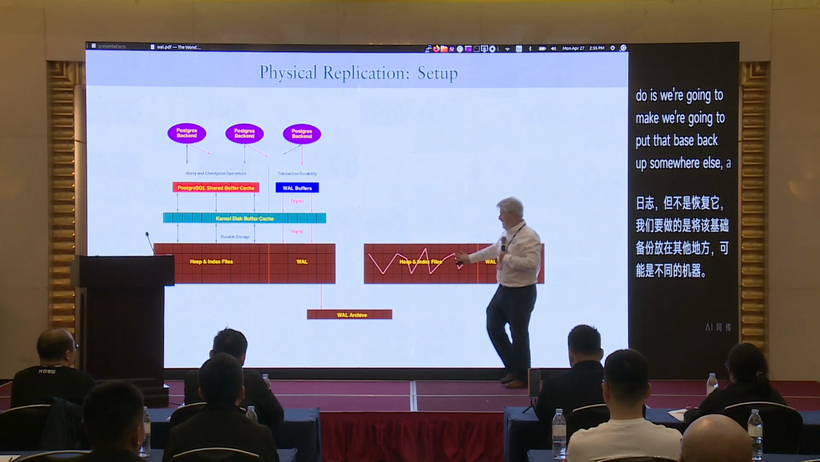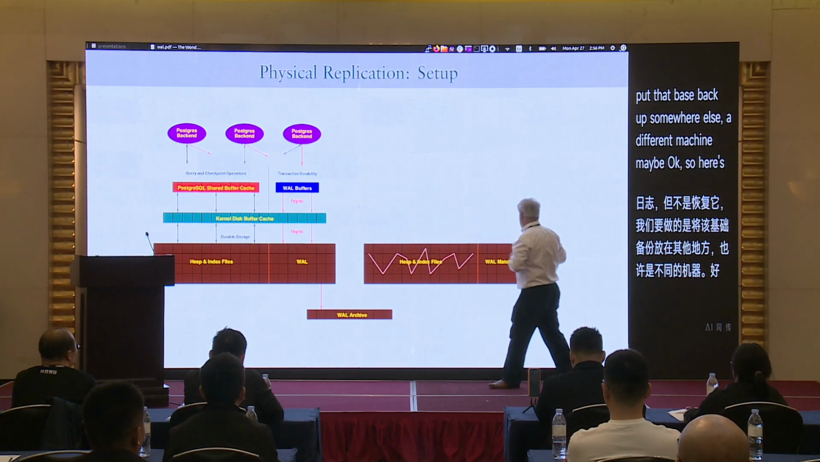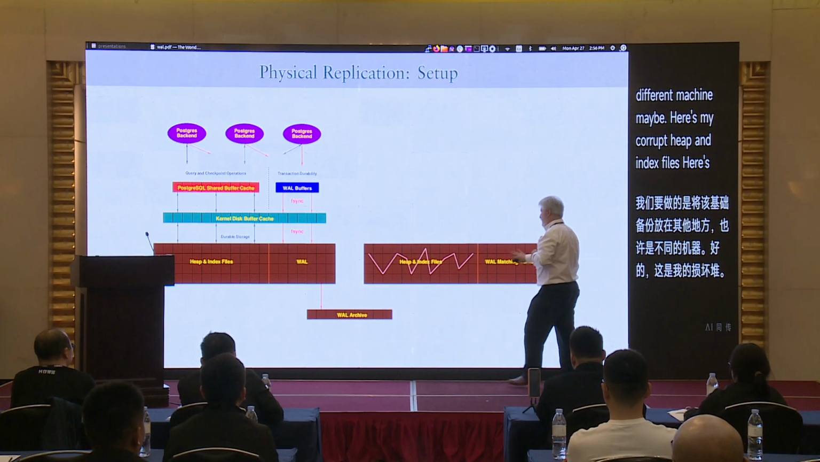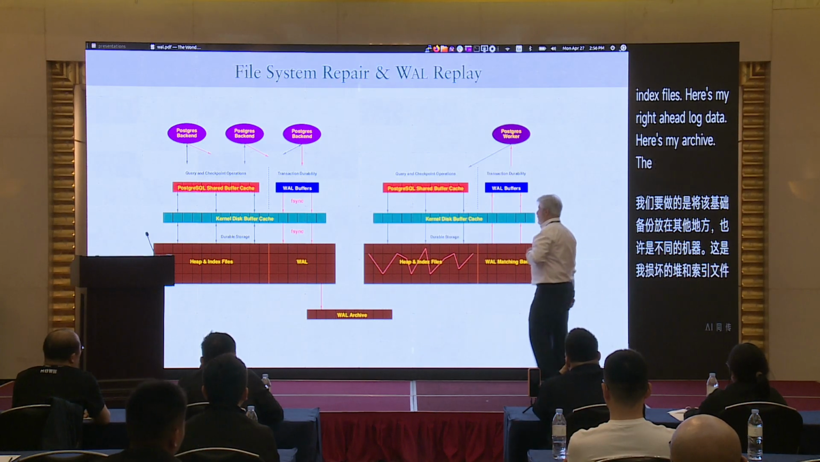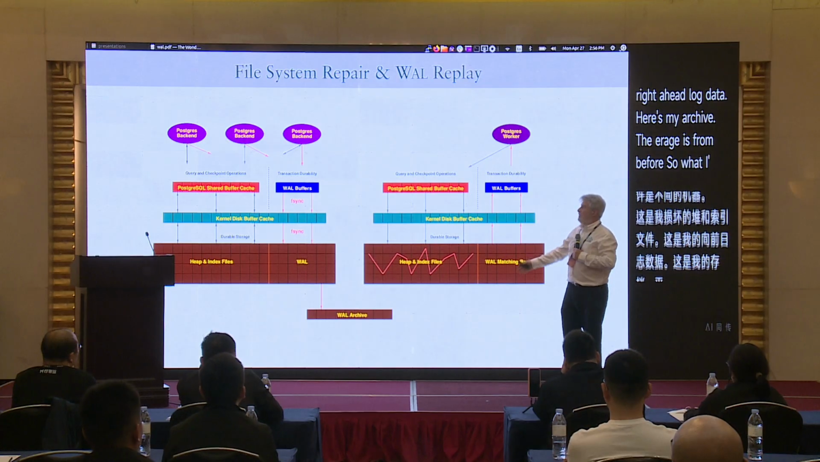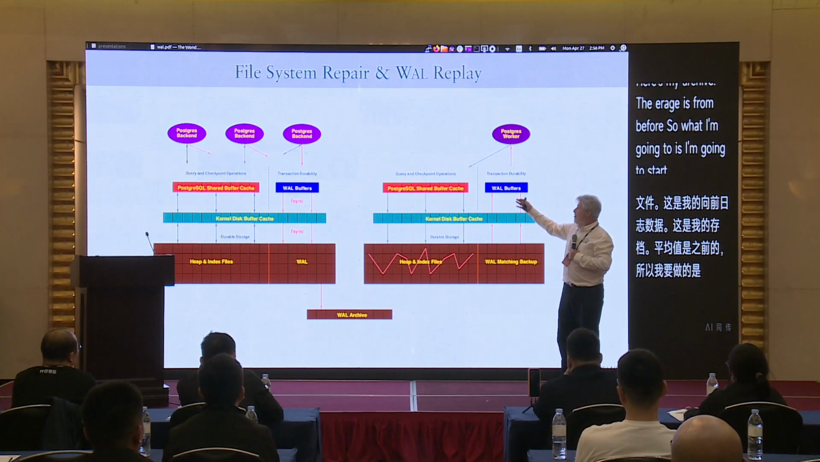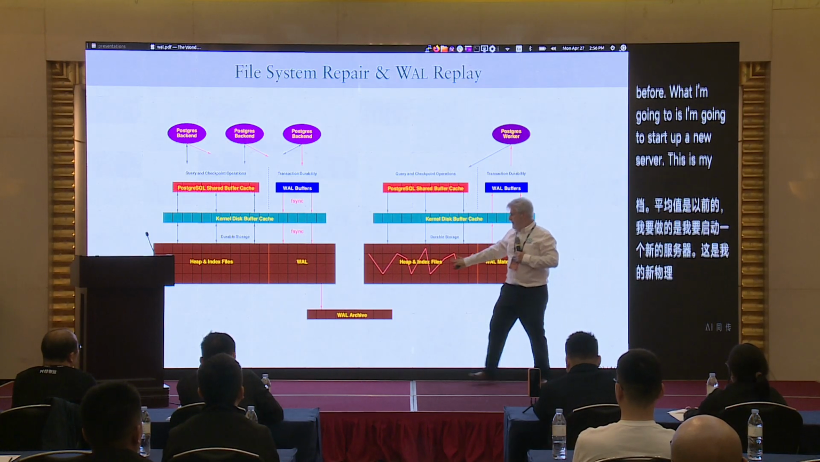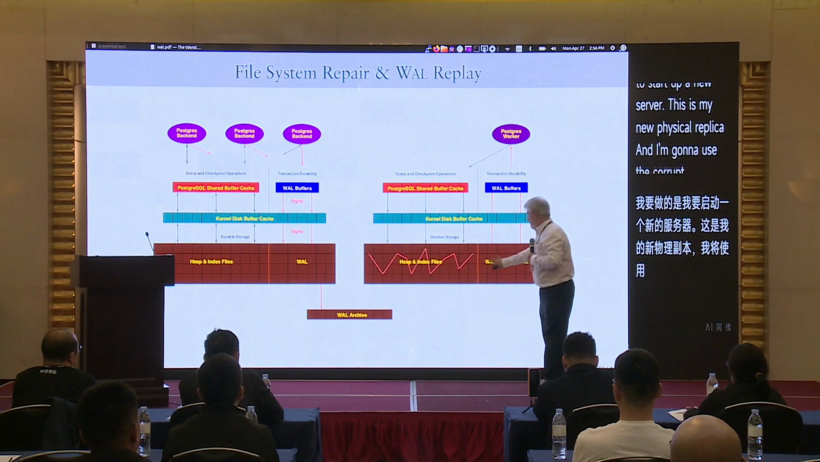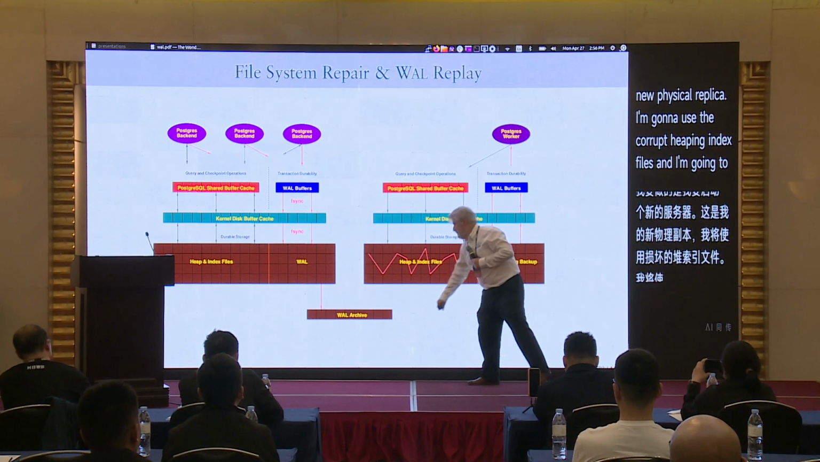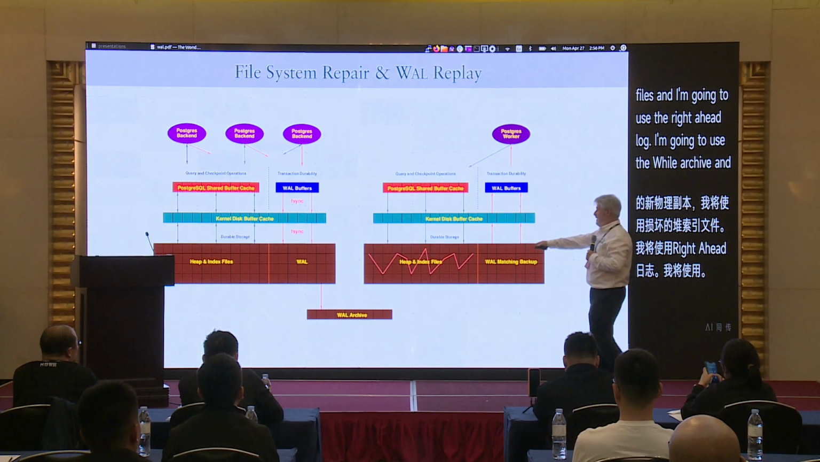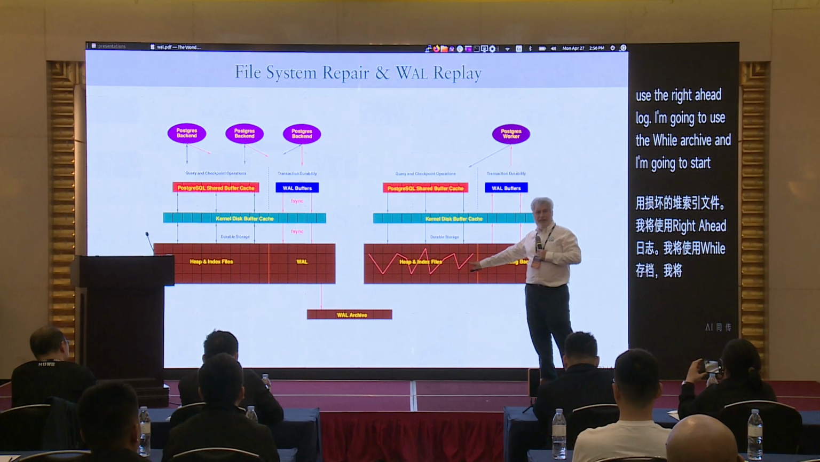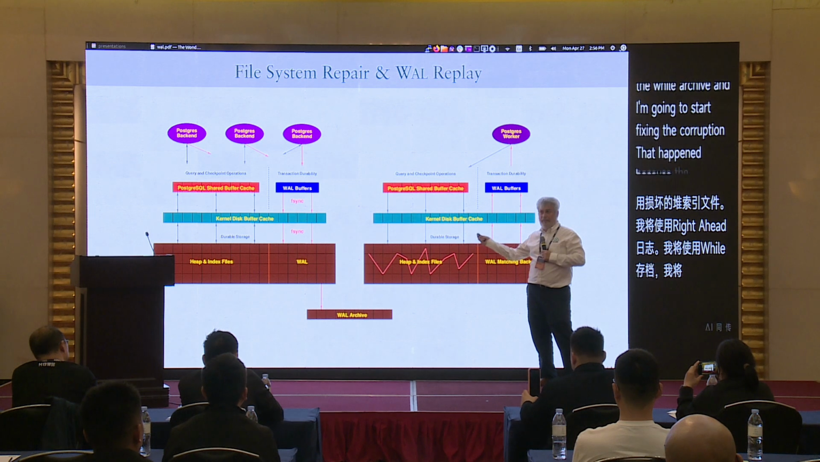So here's my corrupt heap and index files. Here's my write ahead log data, and here's my archive. Remember this from before. So what I'm going to do is start up a new server. This is my new physical replica. And I'm going to use the corrupt heap and index files, and I'm going to use the write ahead log, and I'm going to use the WAL archive, and I'm going to start fixing the corruption that happened because the base backup took a backup of a live file system.